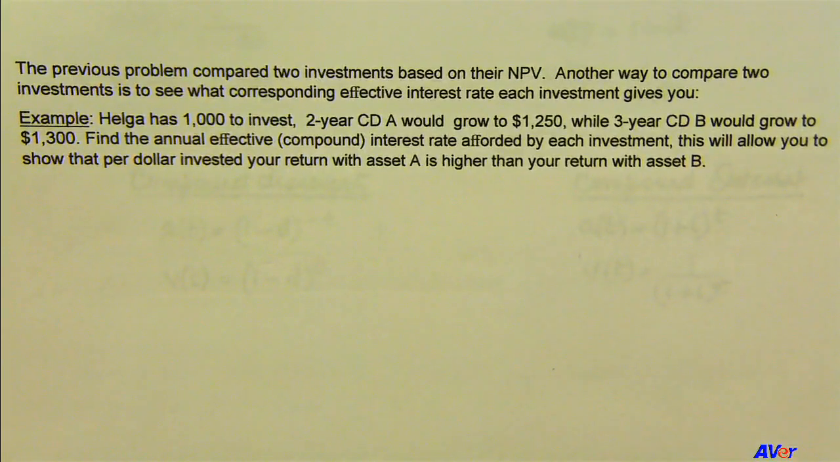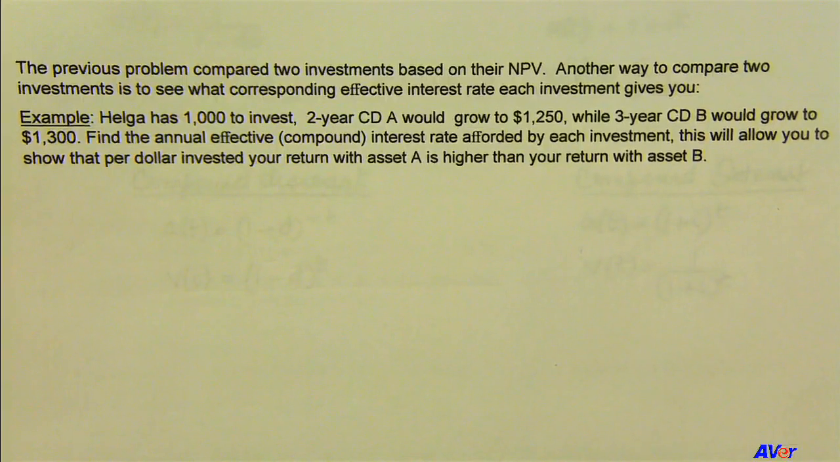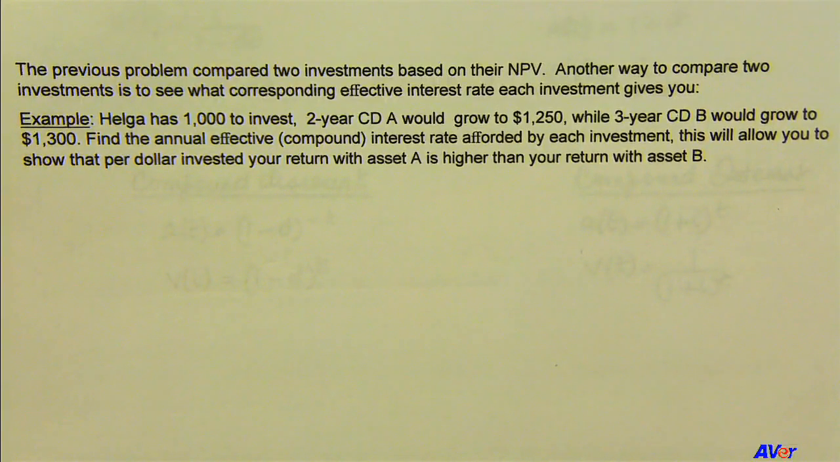The previous problem compared two investments based on their net present value. Another way to compare two investments is to see what corresponding effective interest rate each investment gives you. So it's the same problem. Helga has $1,000 to invest. A 2-year CD grows to $1,250. A 3-year CD grows to $1,300. Find the annual effective compound interest rate afforded by each investment. This will allow you to show that per dollar invested, your return with asset A is higher than your return with asset B. Can you go find me the two interest rates right now?